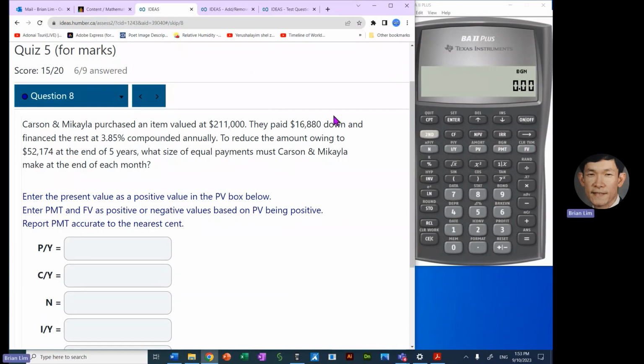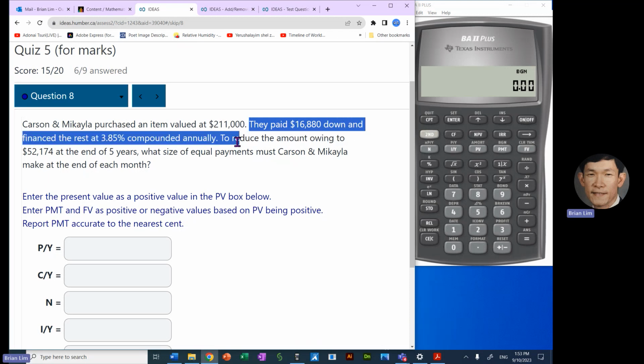Okay, here we are for another episode on calculations involving annuities. Now, Carson and Michaela purchased an item valued at $211,000. They paid $16,880 down and financed the rest at 3.85% compounded annually.